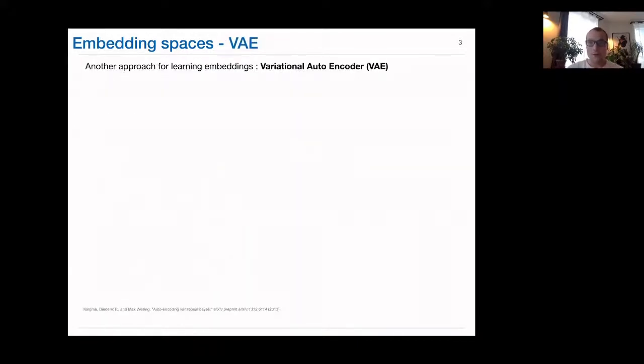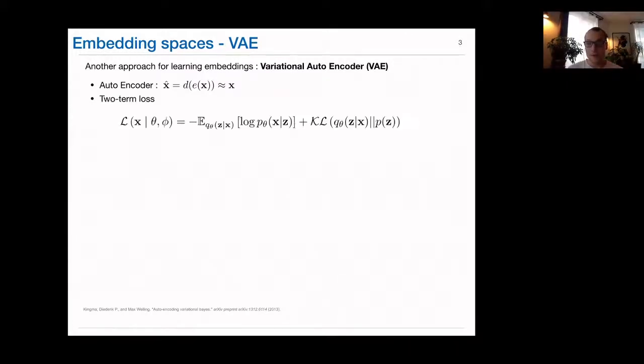However, another approach for learning embeddings has emerged with the appearance of the variational autoencoders. As with classic autoencoders, this model is composed of two different networks. The first one, the encoder, projects input data into a latent space, and the second one, the decoder, tries to reconstruct the original data from its latent code. The main novelty came from the loss, which is composed of two different terms. The first is for the reconstruction to be as close as possible to the input. The second term, the Kullback-Leibler divergence, acts as a latent space regularizer.